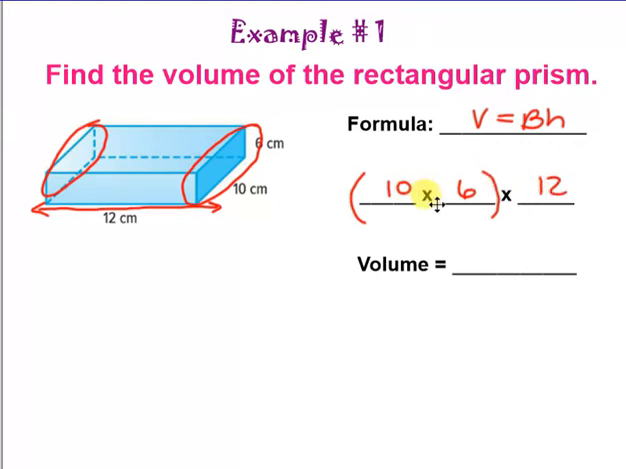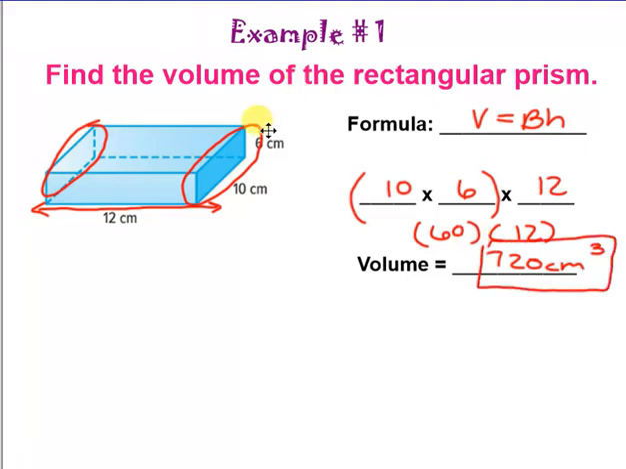Now, when I work this out, I get 10 times 6, which is 60, times 12. I've got to get a calculator here. Sorry, I was unprepared. All right, so we have 60 times 12, which is going to be 720 centimeters cubed. And remember, it's centimeters cubed because we did centimeters times centimeters times centimeters.